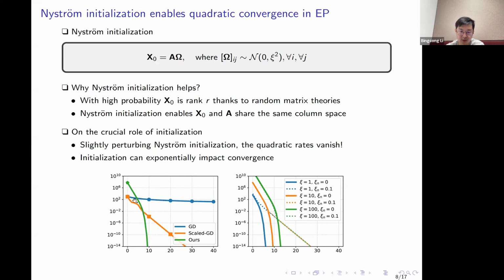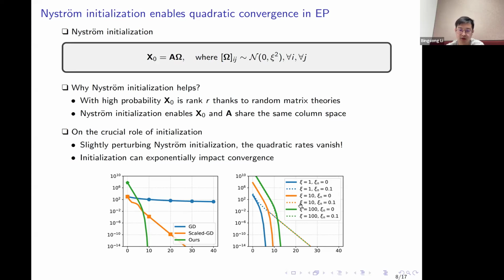So graphically, you can see from the left figure. The x-axis here is the number of iterations, and the y-axis is the optimality error. The orange curve is scaled gradient descent with small initialization. You can see that it is converging linearly, right? And the green curve is scaled gradient descent under Nyström initialization. You can see at the beginning it converges linearly, but very quickly it goes to a quadratic phase, right? So this validates our theoretical derivation.